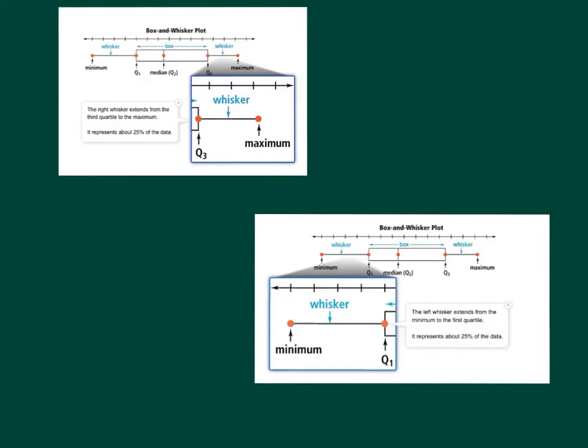All right, the whiskers, again, are the top 25%, which here would be your maximum. Your Q3 to maximum represents 25% of the data, and it's the top 25%. This one, from the minimum to Q1, represents the bottom 25% of the data.